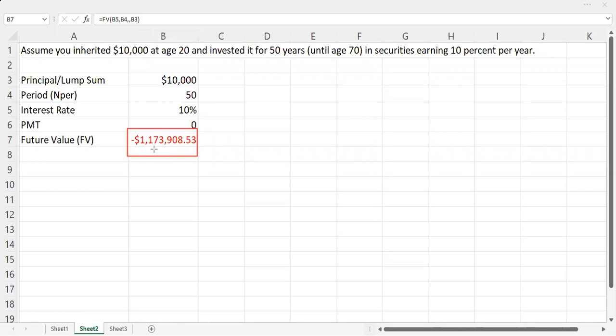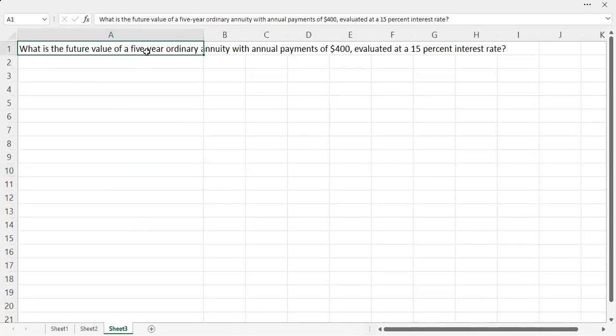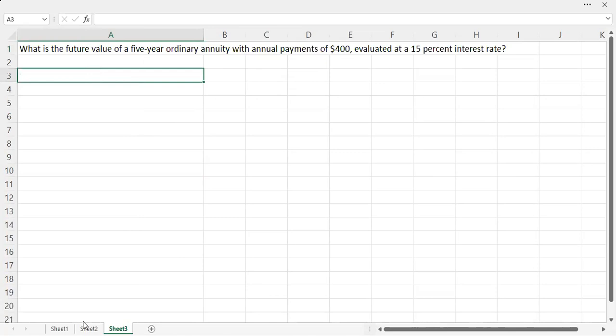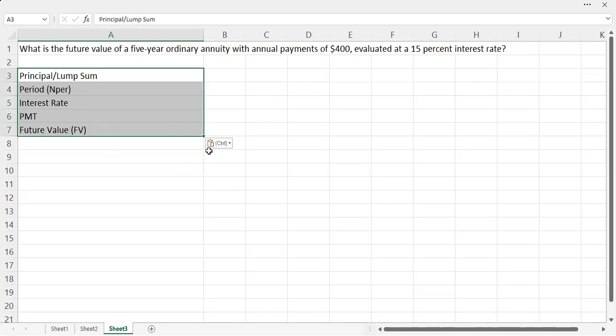I forgot to explain this. It just represents a future output, in the sense that it's money that will be taken out in the future, so it's negative. Another example to compare what we did here is this second scenario. We're asking what is the future value of a 5-year ordinary annuity with annual payments of $400 at a 15% interest rate. We're doing the exact same thing, so I'm just going to copy that. Don't have to repeat that.